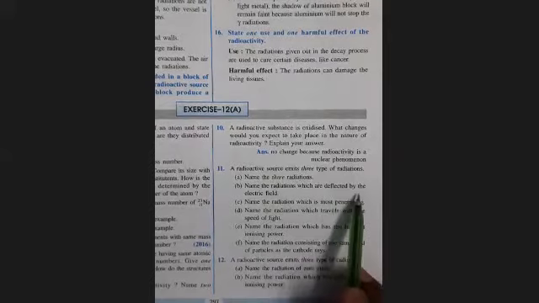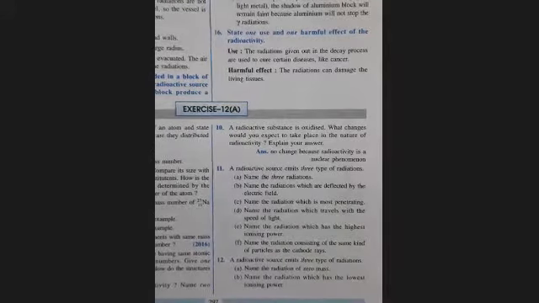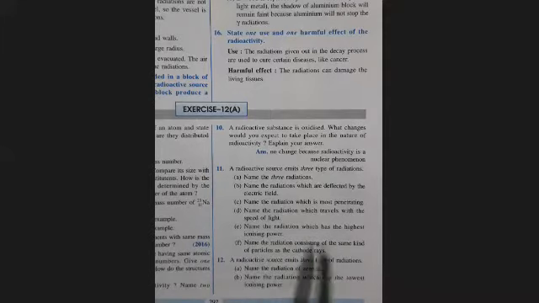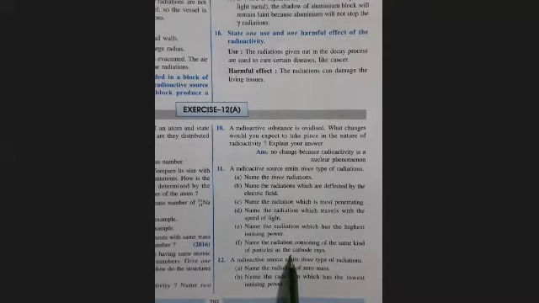Name the radiations which are deflected by the electric field. Alpha particles and beta particles. Then name the radiation which is most penetrating, gamma radiations. Name the radiations which travel with the speed of light, gamma radiations. Name the radiation which has the highest ionizing power. Highest ionizing power, which one is having? Alpha particles. Name the radiations consisting the same kind of particle as cathode ray. These are the beta particles.